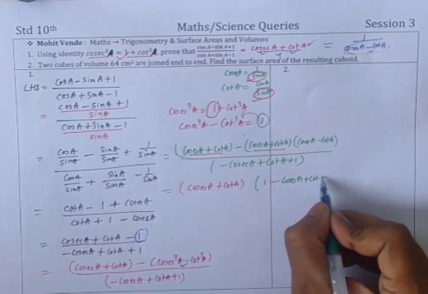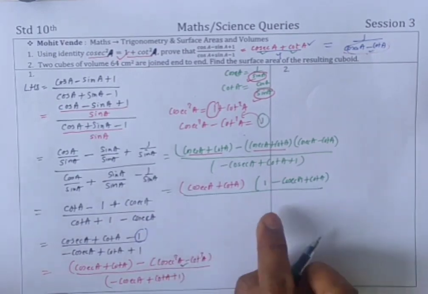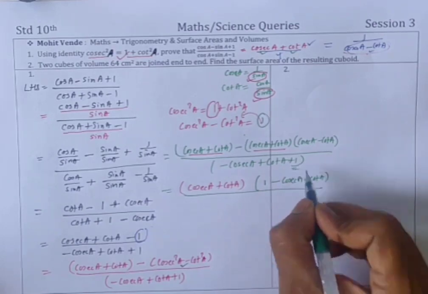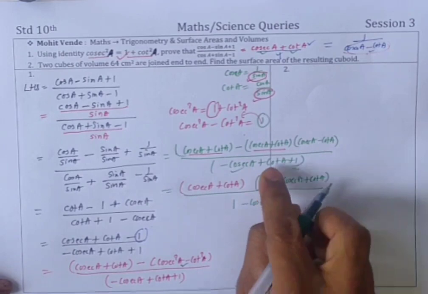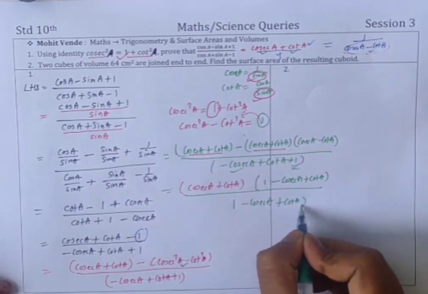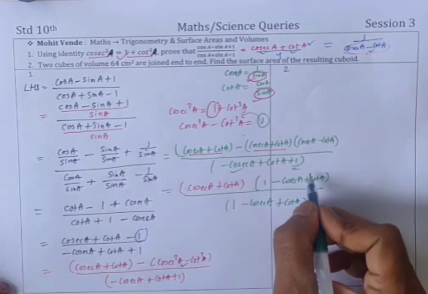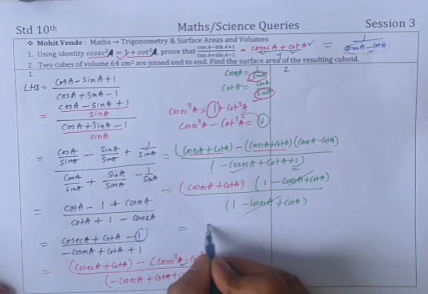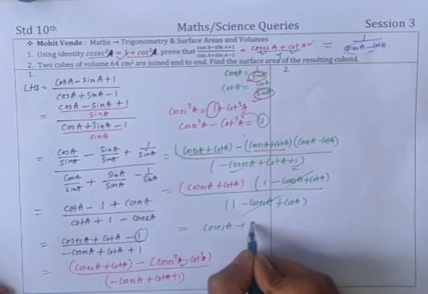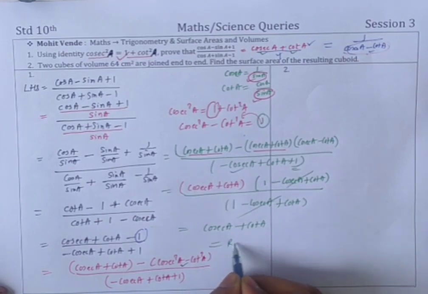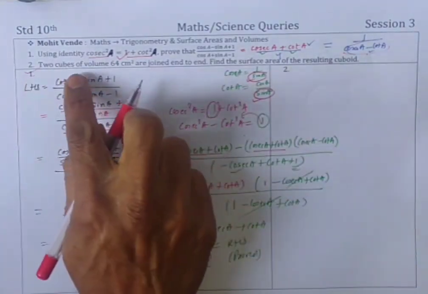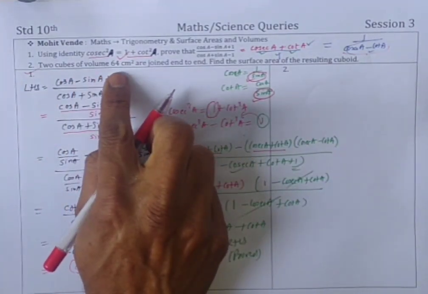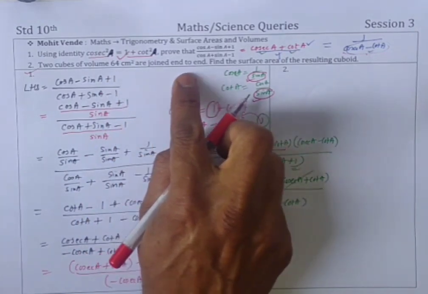चिल्ड्रन यहां 1 में पहले लिख रहा हूं, ये टर्म 1 पहले, फिर माइनस cosec A और आखिर में प्लस cot A, डिनोमिनेटर के 3 टर्म्स रीअरेंज किए, देखो ये कैंसिल हो रहा है, एंड दैट इज इक्वल टू cosec A + cot A, एंड दैट इज RHS प्रूव। इज दैट क्लियर चिल्ड्रन? ओके, नाउ नेक्स्ट वन, 2 cubes of volume 64 centimeter square are joined end to end.